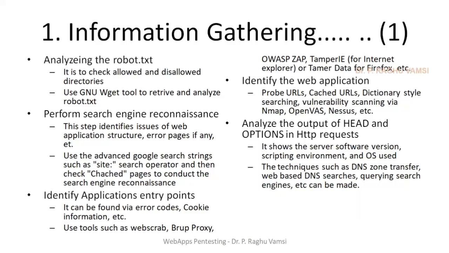Next one is to perform search engine reconnaissance. You may get information via search engines, either using the harvester tool or any other tool where you can get information about that domain or website. This step identifies issues of web application structure, error pages, if any, etc. You use some advanced search engine techniques, like advanced Google search strings such as the site colon search operator, and then check for the cached pages. These cached pages were usually browsed previously, but remained in the cache.